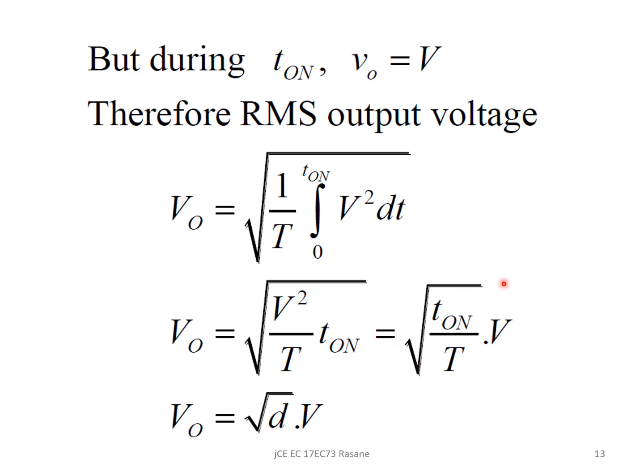That is equal to root of T on upon T into V, since V squared becomes V outside the root sign. So output voltage is nothing but root of the duty cycle into the input voltage. Whereas the average voltage was V into D. Whereas the RMS value is equal to root of D into V.